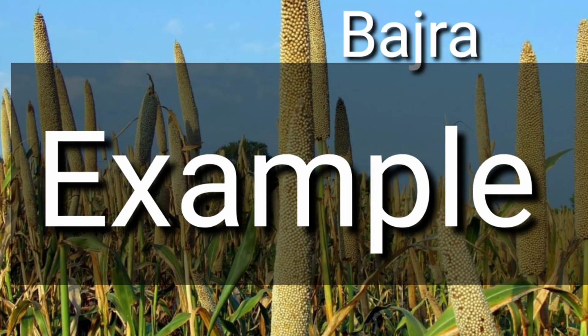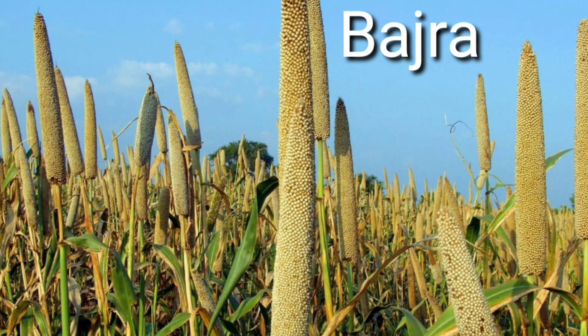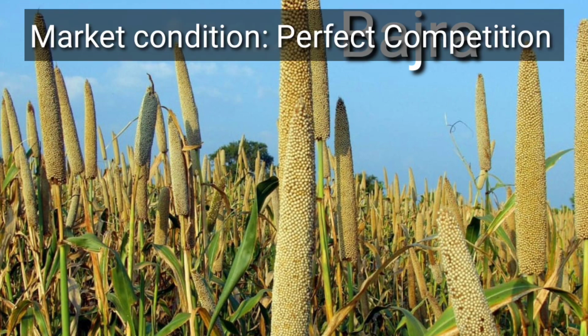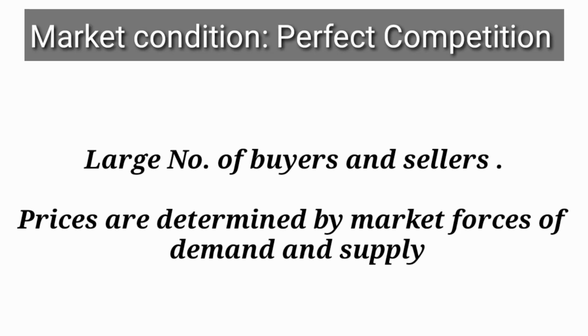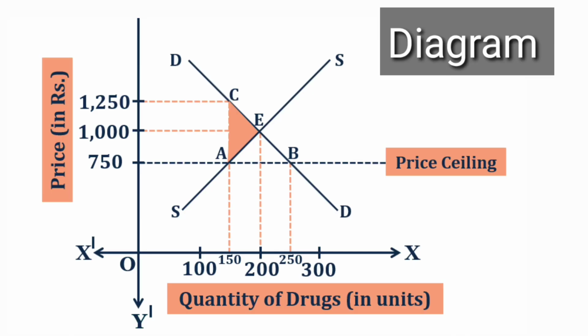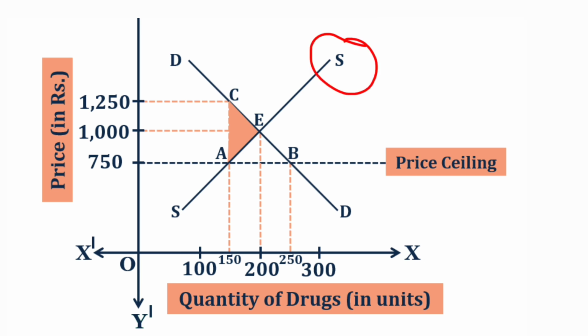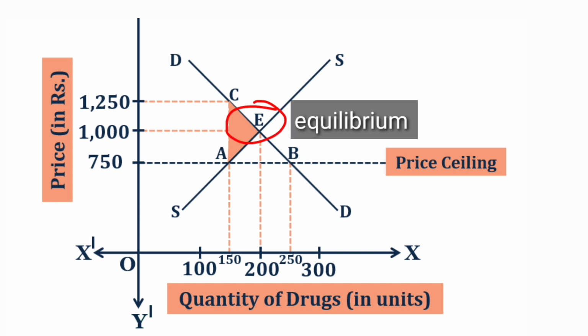We'll be talking about a staple food called bajra. Market conditions here are more similar to that of a perfect market competition, which means there are a large number of buyers and sellers and prices are determined by the forces of demand and supply. So now let's understand the concept with the help of a diagram. I have my supply curve, right? And I have my demand curve. Where both the curves meet, it will give me my equilibrium position. So point E here is the equilibrium point.